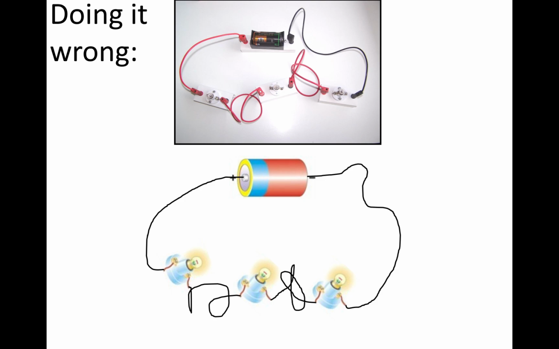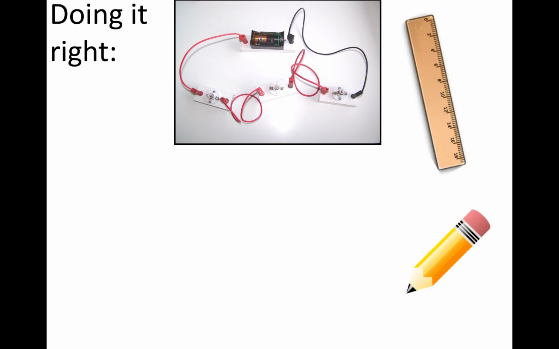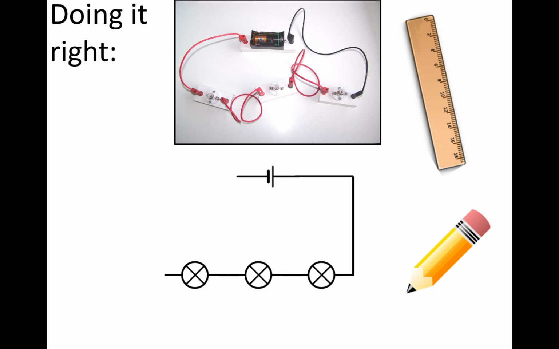So instead, what we should be doing is using a ruler and a pencil. When we do that, we draw the cell in the symbol form. We add a straight line to represent the wire. We add in our first bulb, a second bulb, and our third bulb with straight lines connecting the three. We then draw a nice straight line back to the cell. This is much clearer and much simpler to follow.